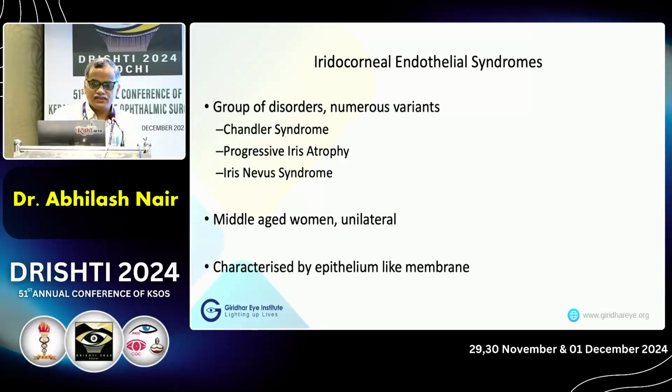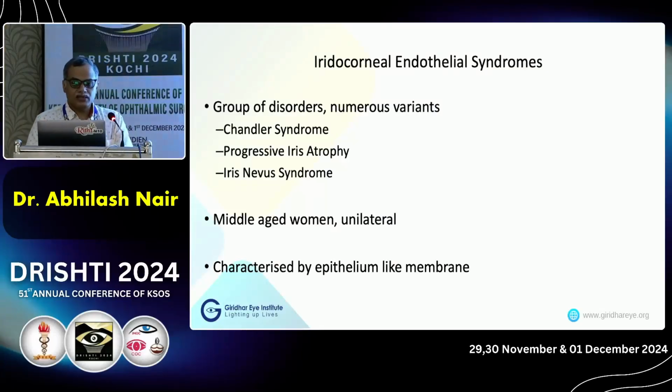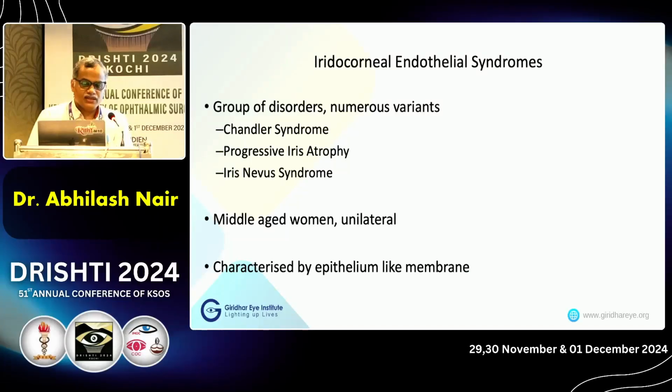Coming to the next important group of conditions, the iridocorneal endothelial syndromes. Now the named variants are the Chandler syndrome, which is the most common and usually affects the cornea, progressive iris atrophy, and iris nevus syndrome. Usually in middle-aged women, men also might get it, but almost always unilateral.